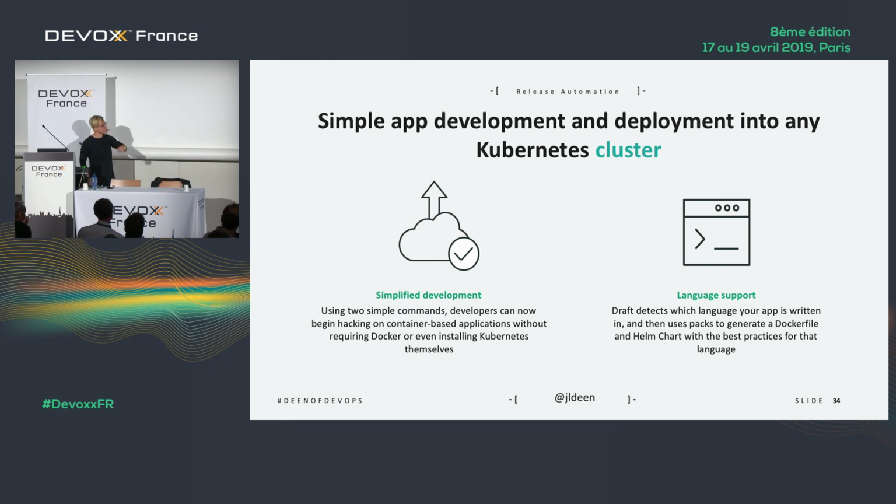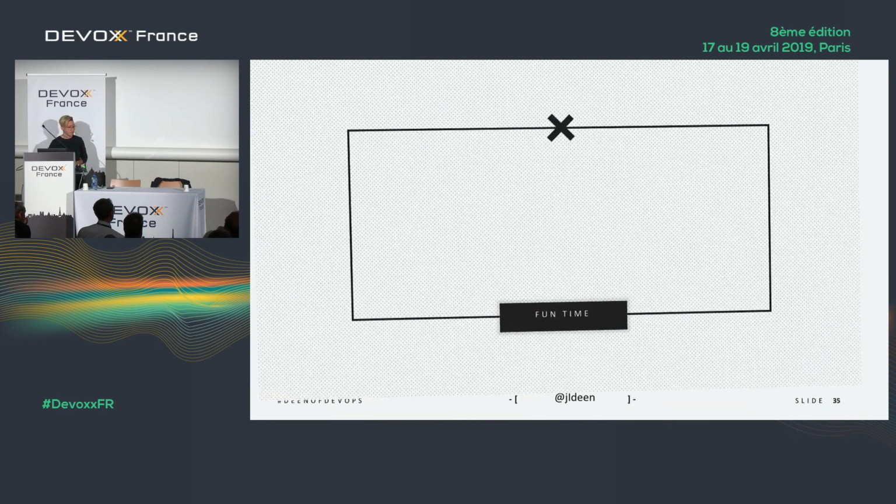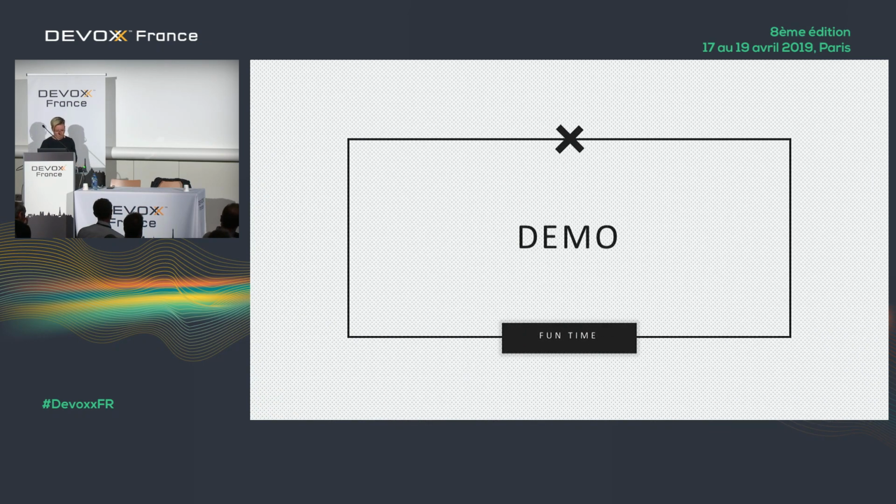It does that using what's called draft packs. So it supports Java, Python, Go, Ruby. I think there's about 10 different languages, and it's an open source project. It was also started by the Deis team. So I'm going to show you a quick demo of that now.